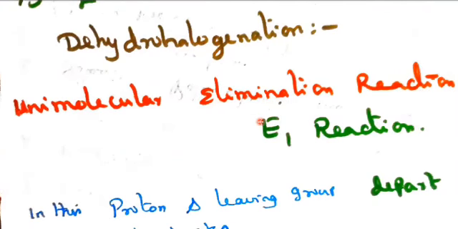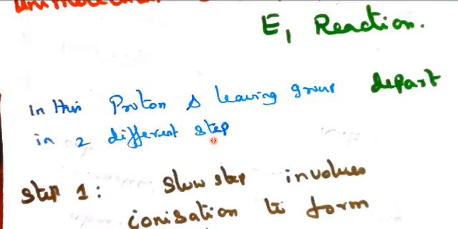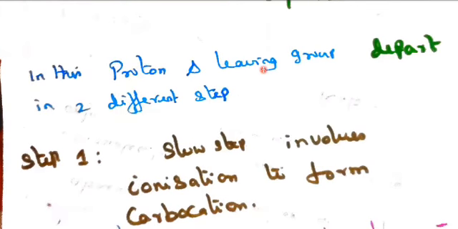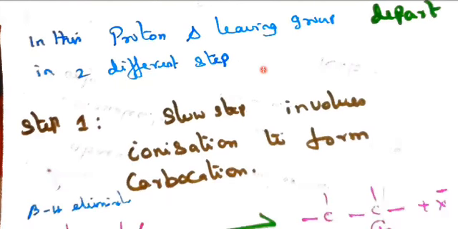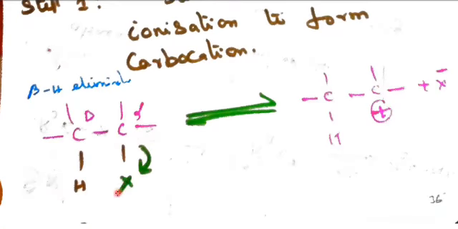In the E1 reaction, that is the unimolecular elimination reaction, one for uni, two for bimolecular. The unimolecular reaction undergoes two different steps. The proton and the leaving group of halogen depart separately. First, the halogen group is released, and it forms a carbocation. Here, one example is CH3, and here CH2 with one halogen.